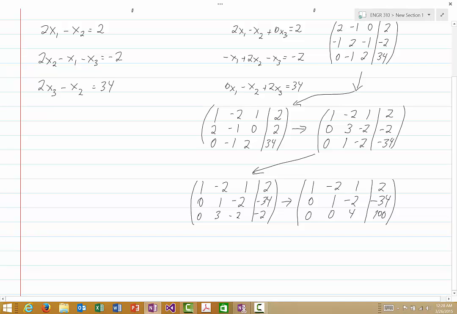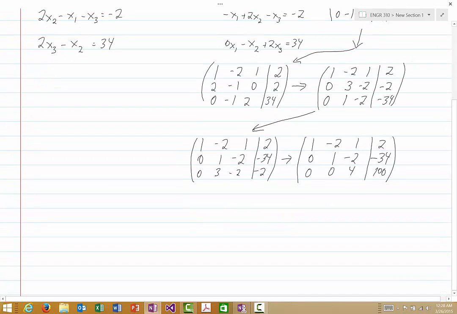So now that we've eliminated all the non-zero terms below the main diagonal in the augmented matrix, we write down the corresponding system of equations and use back substitution to finish this solution procedure. So we have x1 minus 2x2 plus x3 is equal to 2, x2 minus 2x3 is equal to -34, and 4x3 is 100.